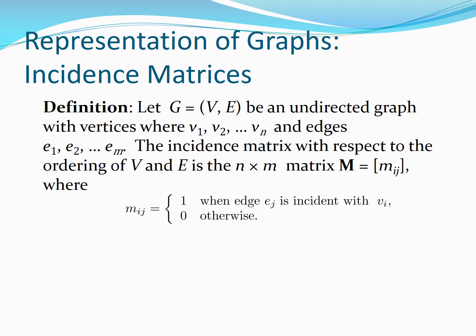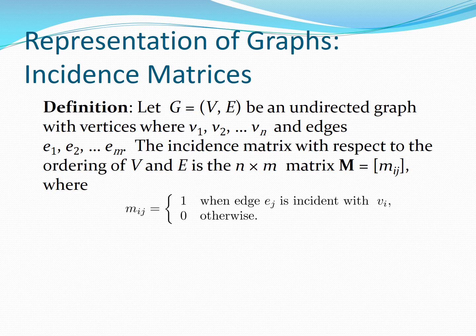Alright, so we looked at two ways of representing graphs. The first one was using an adjacency list, and the second one was using an adjacency matrix. Now the third way of representing a graph is using an incidence matrix.